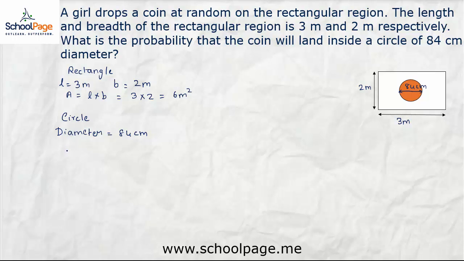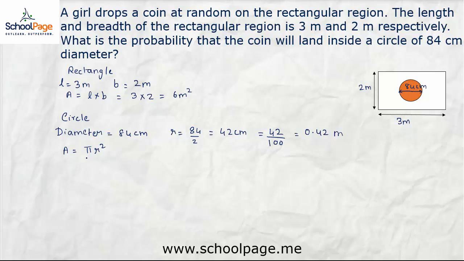Let us now find the area of the circle. Area of the circle is given by pi r square. We know that the diameter is 84 centimeters. That means the radius is equal to diameter divided by 2. So it is 84 divided by 2, which is equal to 42 centimeters. Since the length and the breadth of the rectangle are in meters, let us convert the radius, which is in centimeters, to meters. 42 centimeters will be written as 42 divided by 100, which is equal to 0.42 meters.